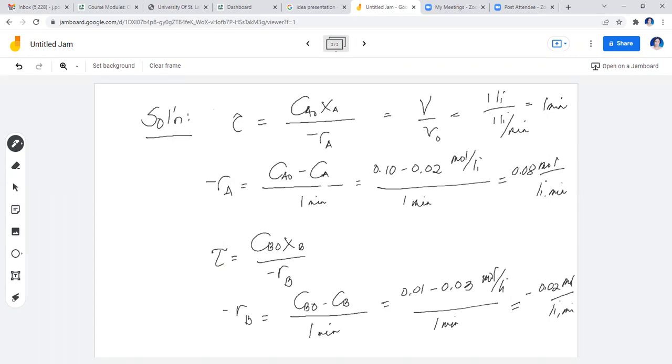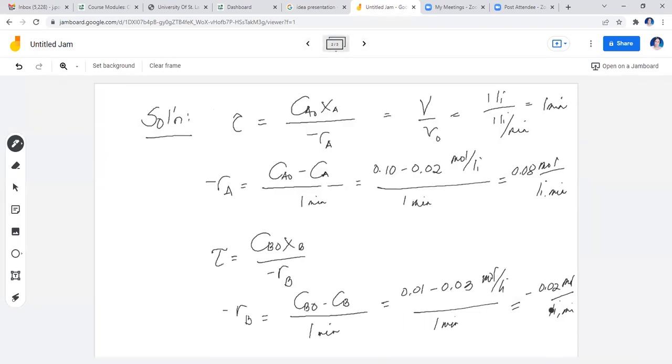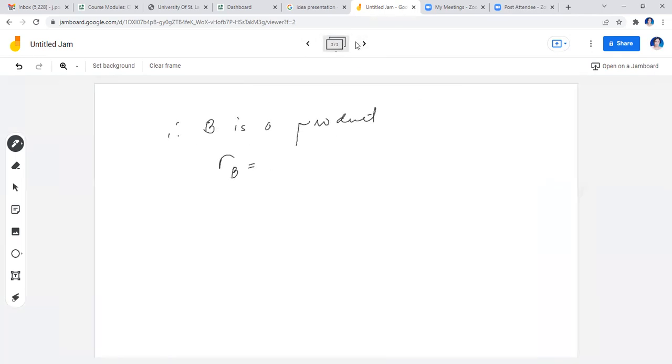What does this tell you? It's negative. Therefore, B is a product. And it should be R sub B equal to the answer that we have here written as positive, 0.02 mole per liter per minute. Any question? Okay, none. Then we go to the last.